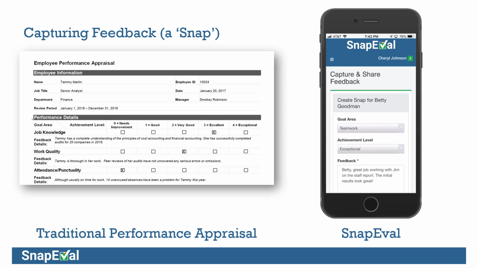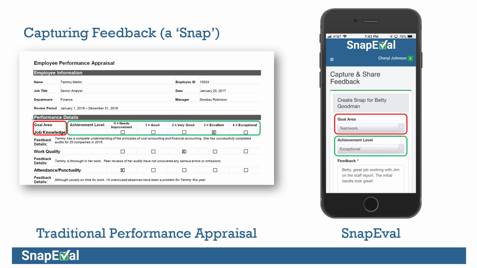On the left-hand side is a traditional performance appraisal. Traditional performance appraisals are usually organized around goal areas. A goal area could be a corporate-wide value, it could be an individual goal, it could be a competency related to a job. When you fill out a traditional performance appraisal, for each goal area, you typically have an achievement level and feedback details that you provide. The feedback details why you're giving this particular achievement level in a particular goal area. So for example, the feedback details explain why Tammy Martin is receiving an excellent in the area of job knowledge.